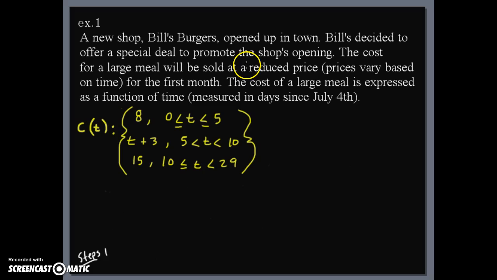So what you're trying to do is figure out what the problem is kind of about. Well, we know that the problem is about buying a meal from Bill's Burgers, and we know that they're comparing the price versus the time. So prices are going to change based on time.